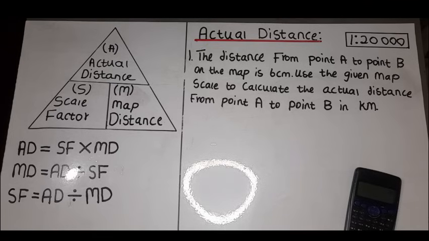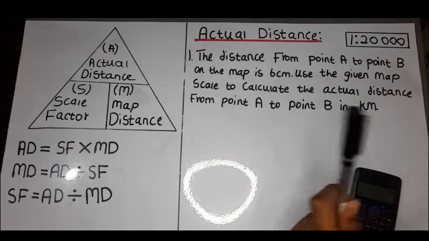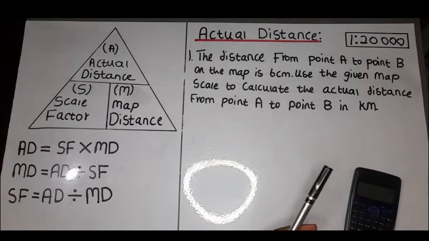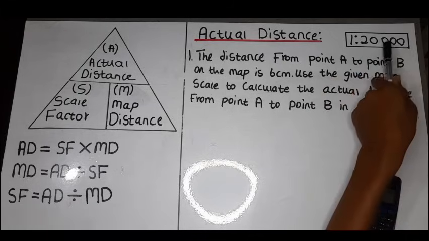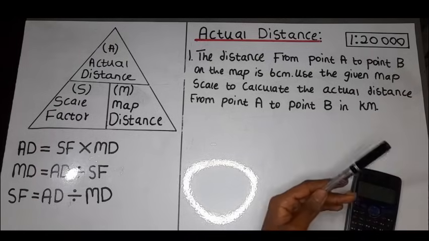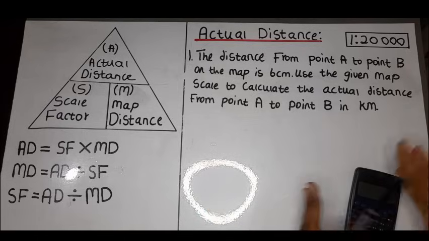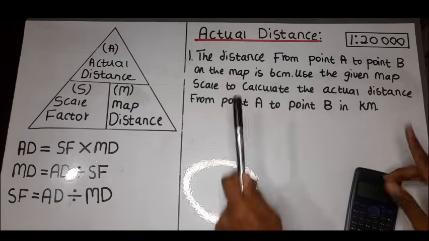So another thing, let me explain to you what the scale means. When a scale is like this, as 1 is to 20,000, it means that 1 unit on the map equals 20,000 units in real life or in reality. 1 centimeter on the map equals 20,000 centimeters in real life, but it does not specify whether it's talking about centimeters or meters or kilometers or millimeters. It's just units, so you can use it for whichever units you want to use it. So now let's get into actual distance.